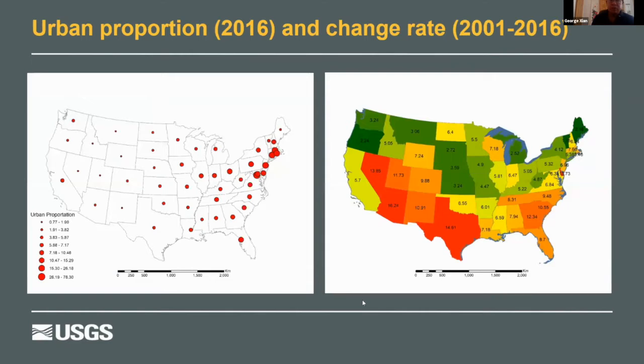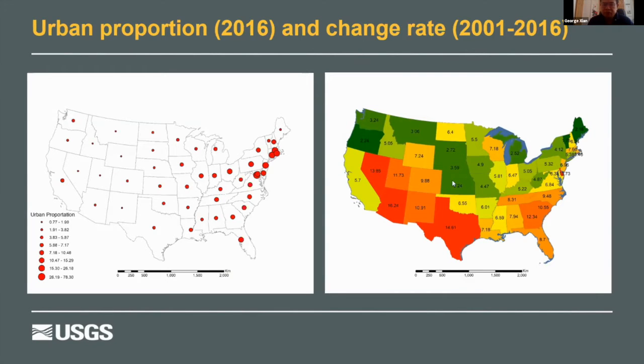And then for the 2001 to 2016 urban change, this one shows in each state the proportion of urban land cover. From this graphic, we can see that on the eastern side, a lot of states have very high proportions of urban, and that's the left side graphic. We can use this graphic to show the proportion in the current status in each state. And on the right side is the change rate.